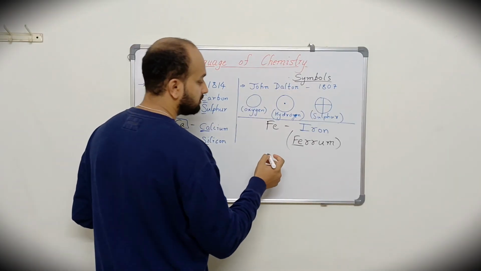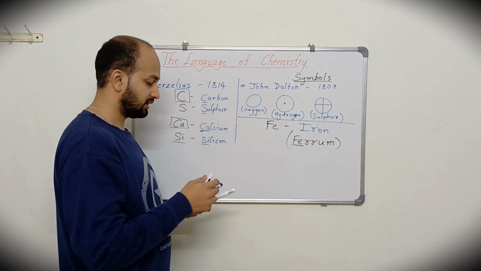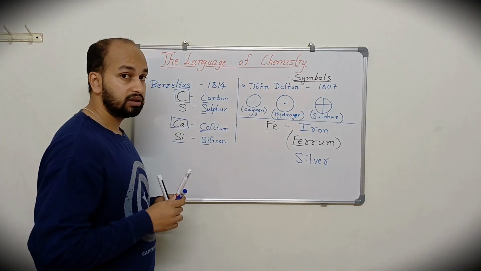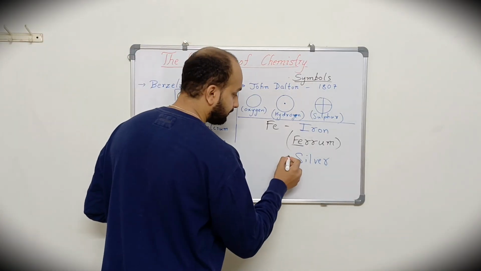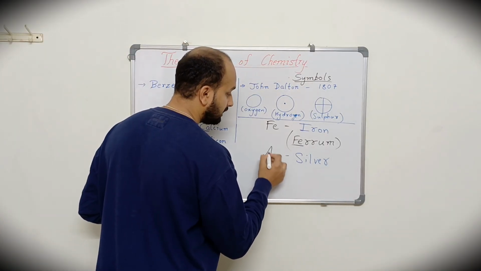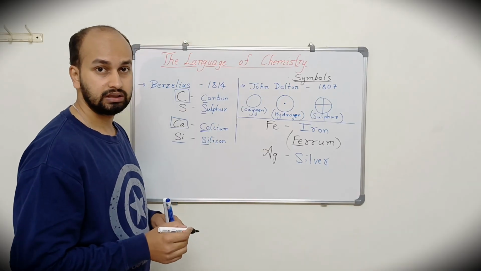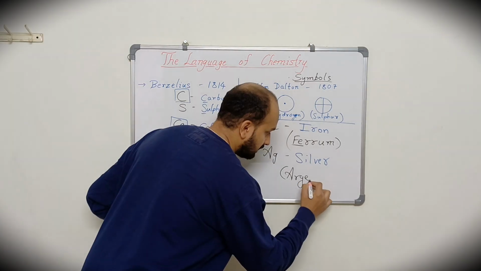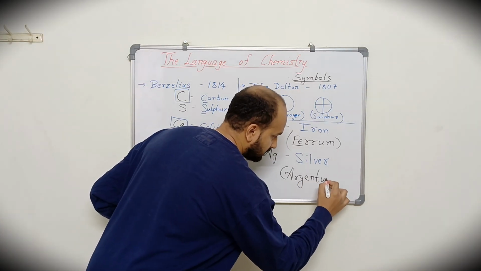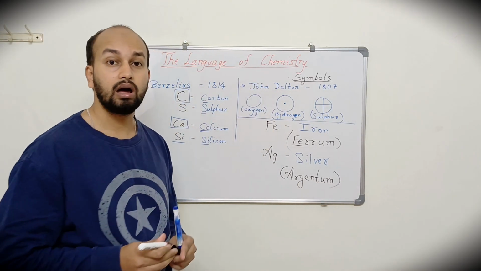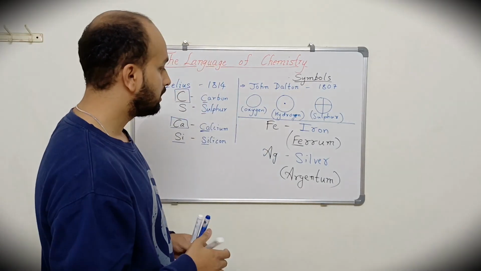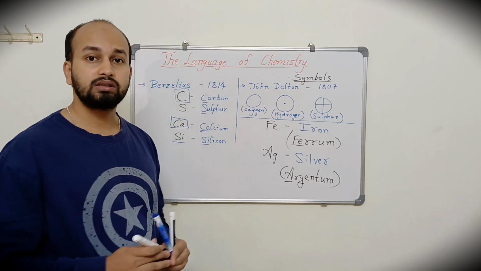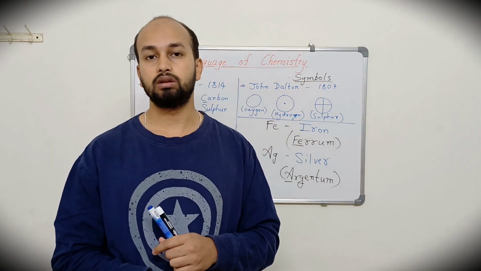For example, silver. What is the spelling of silver? It is SILVER, right? So the symbol represented for this element is Ag, right? Why? Because the Latin name of this comes out to be argentum. Argentum. So here the first letter A and the third letter G are considered to be the symbol of silver.